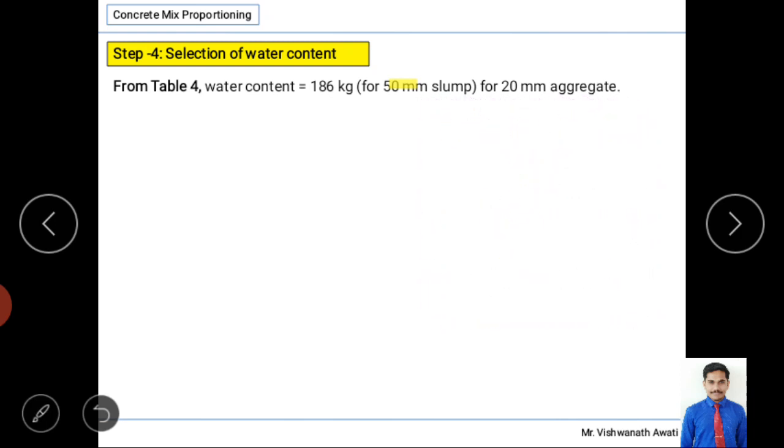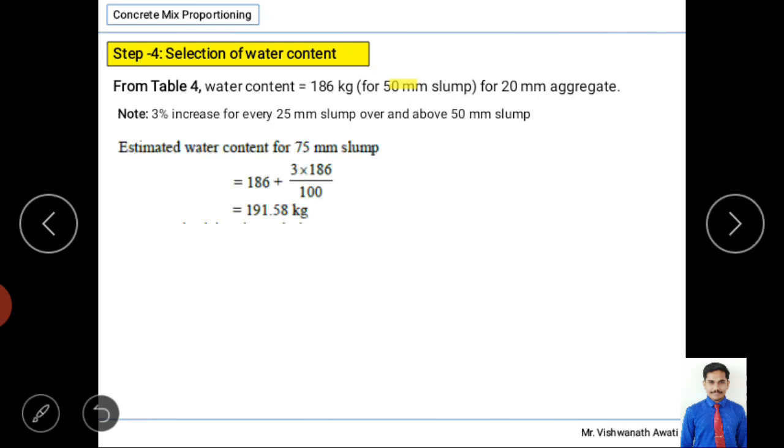But in our given data they gave 75 mm of slump. So to calculate for 75 mm slump, we have to take some extra values. Here is the note: 3% increase for every 25 mm slump. If we are increasing by more than 50 with respect to 25 mm, then we have to take 3% extra, correct? So that's what we have taken, 3% extra of 186. So for 50 mm it is 186, and with 3% extra we get approximately 191.58 kg of water content.